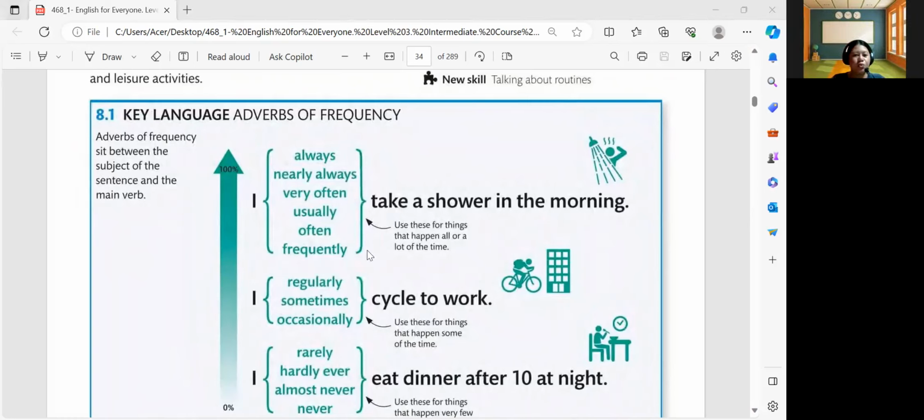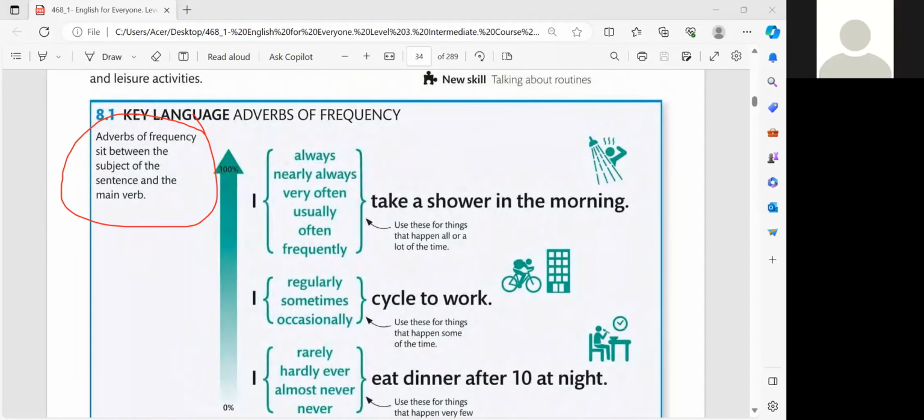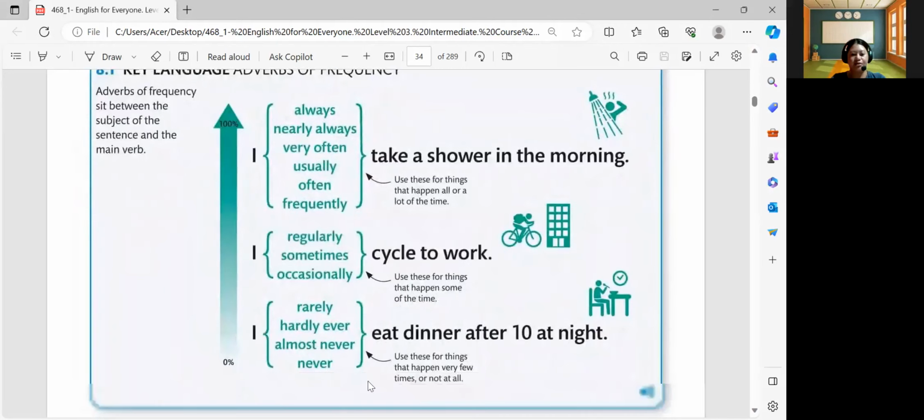So we're going to start this side. So let's have a recap first because last time we already discussed the adverbs of frequency. But right now, I want you to read this one again. Adverbs of frequency sit between the subject of the sentence and the main verb. Very good. How about the examples?